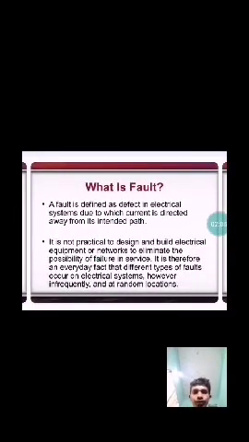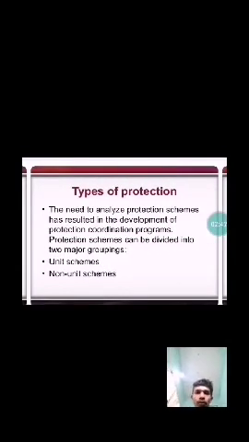What is a fault? A fault is defined as a defect in the electrical system due to which current is directed away from its intended path. Second point, it is not part of the design of electrical equipment, the network elements, but a possible failure of services. Therefore, it is an everyday fact that different types of faults occur across electrical systems, however infrequently and at random locations. Types of protection.